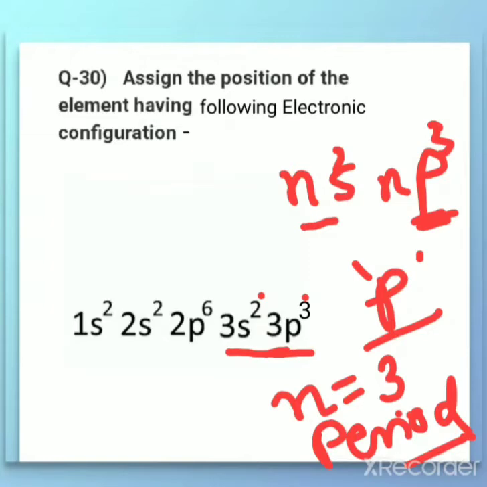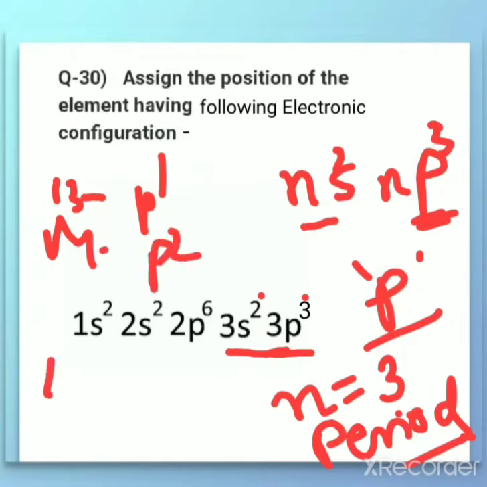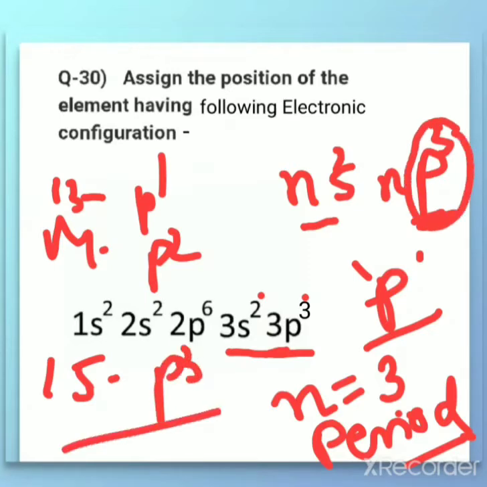So group 13 has ns2 np1, 14th group ns2 np2, 15th group ns2 np3. So here it is np3. So we can say that it belongs to group 15. So the position of this element is the third period, 15th group.